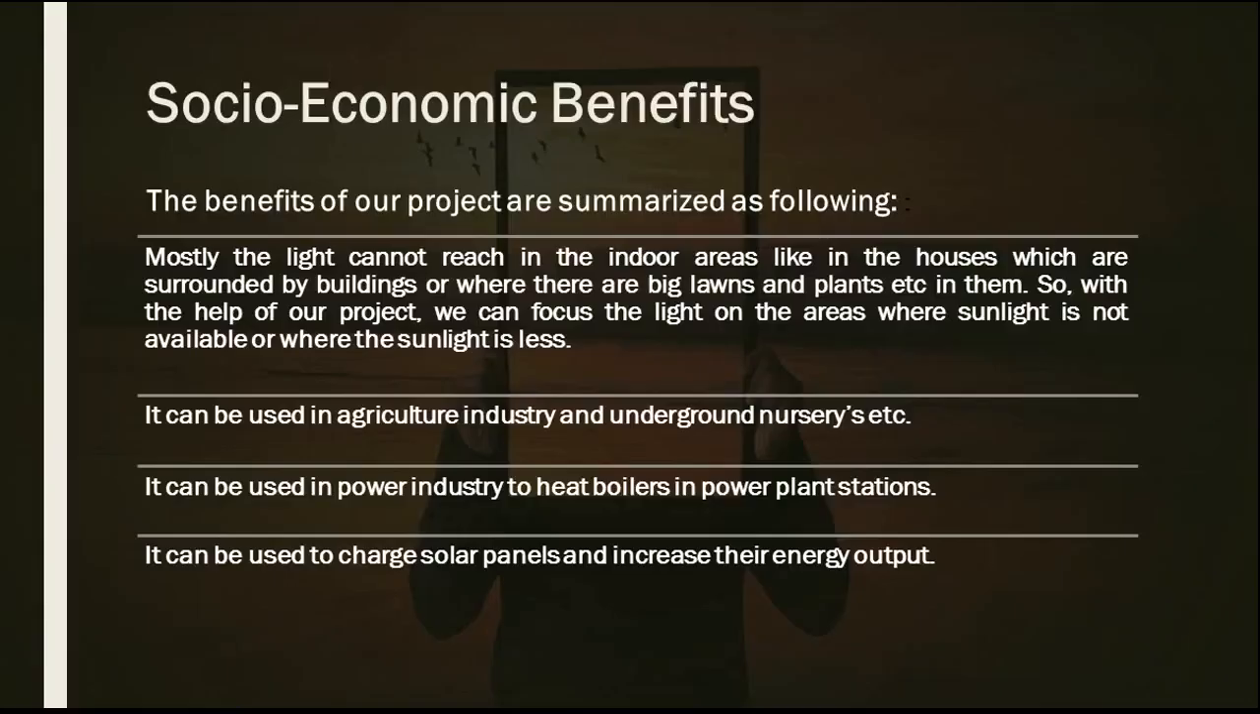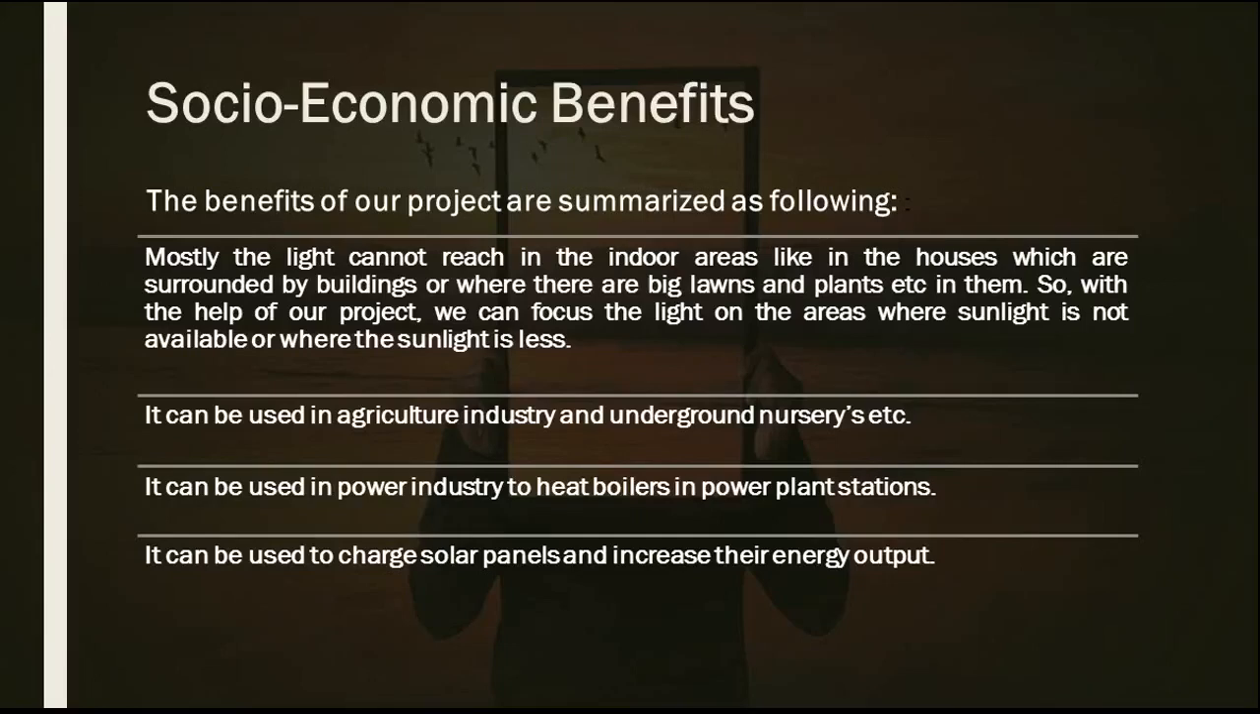The socio-economic benefits of our project are summarized as follows. Mostly the light cannot reach indoor areas like houses which are surrounded by buildings, or where there are big lawns and plants etc. in them, or buildings that are underground which need sunlight. So with the help of our project we can focus the light on the areas where sunlight is not available or where sunlight is less.